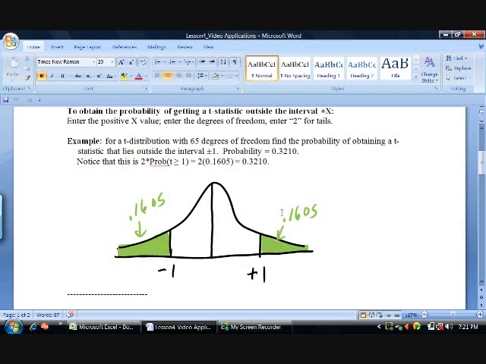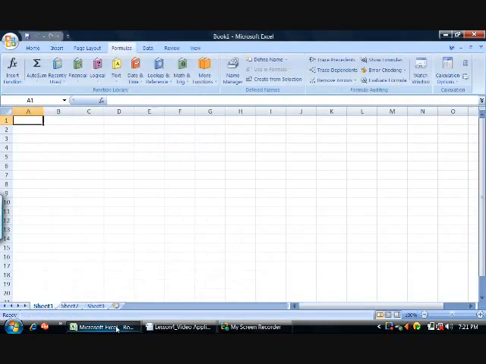Now it turns out, where did I find these numbers? 0.321 and 0.160. I found them using t-distribution. And let me show you how to do that. So let's go to Excel, and I'm going to do the usual.